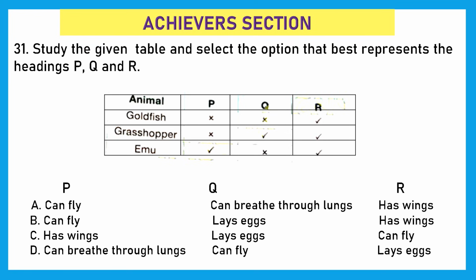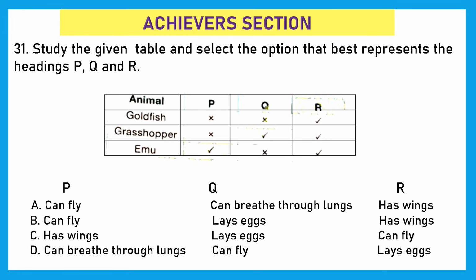C, goldfish has wings. No, that's correct. Grasshopper has wings. Yes, they do have. Right? But here under P, what is there? It is cross. So something which they do not have. Whereas grasshopper has wings. So this has to be ruled out. A, B, C are already ruled out. So we are left with only one option, that is D.